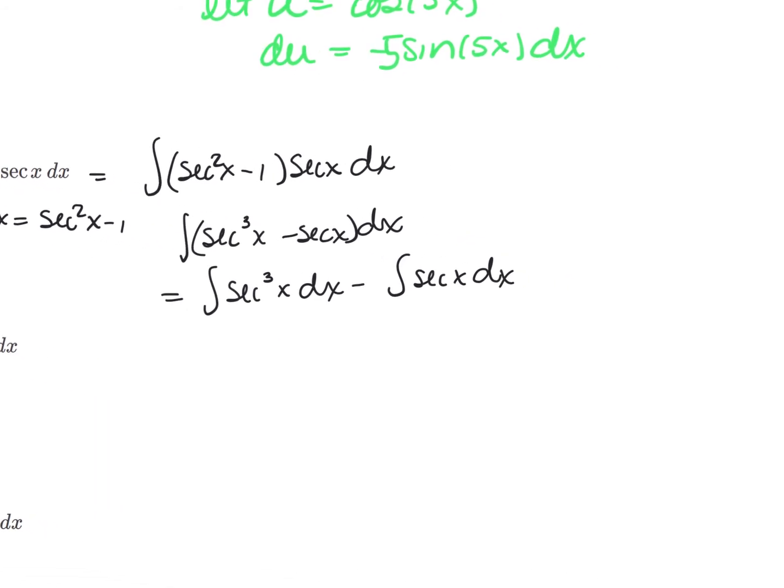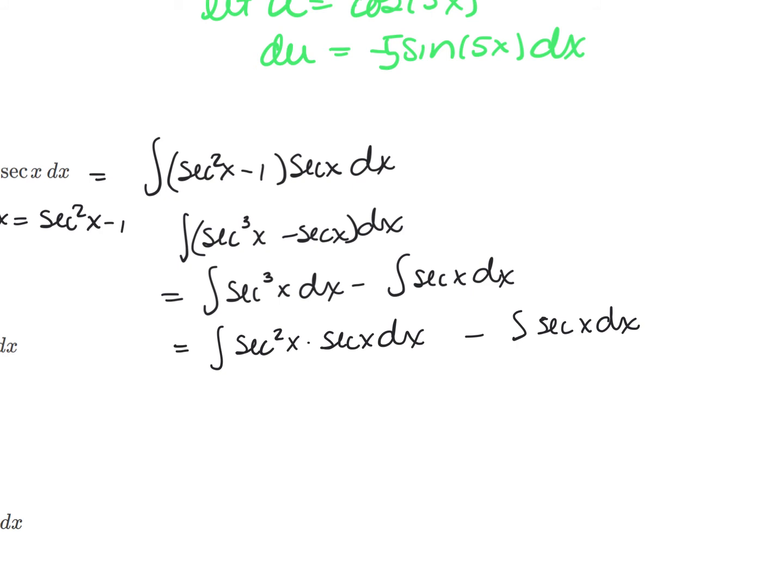Now, we can treat each one of these individually. So, let's start with the secant cubed of x. Now, the secant cubed of x can be rewritten as the secant squared of x multiplied by the secant of x dx. We still have the minus the integration of the secant of x dx. So we'll just leave that alone for a minute.